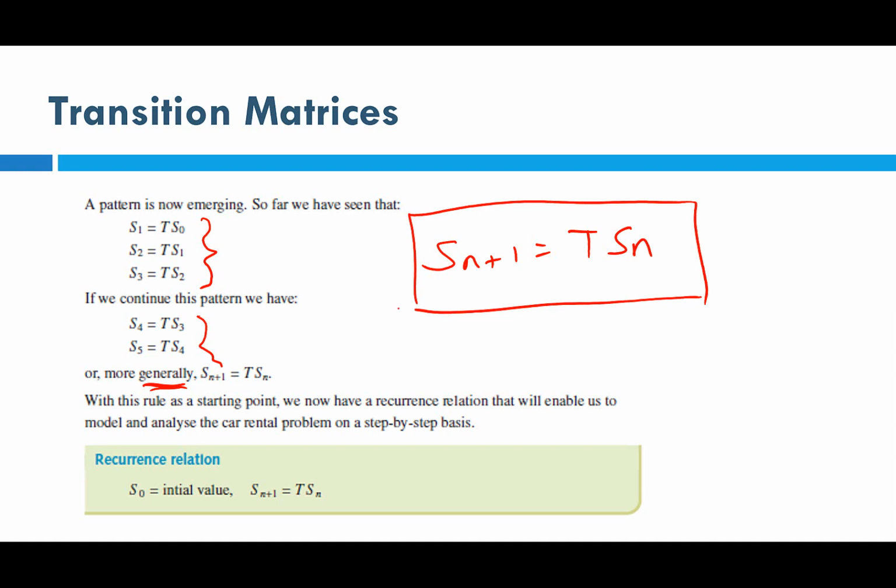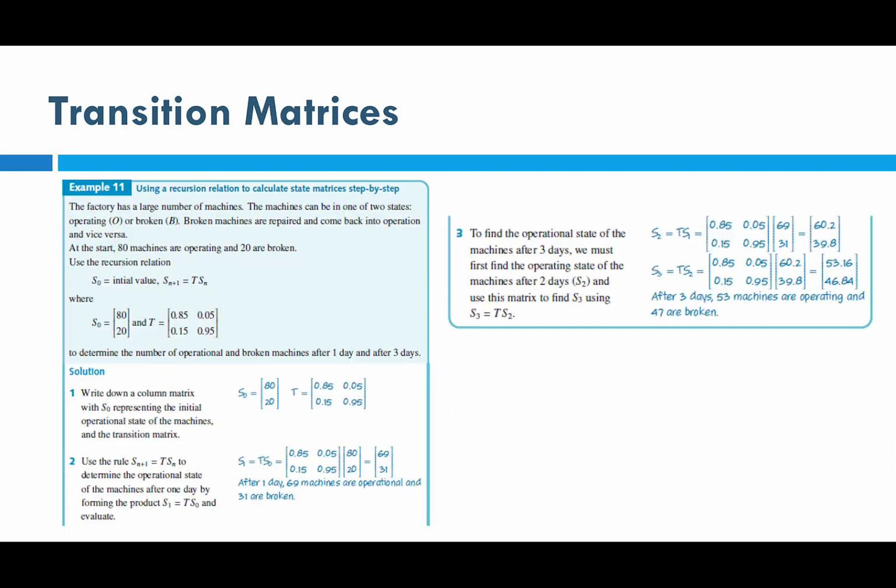So you use this rule as a starting point. That will give you a recurrence relationship, so we can model for any one that we want to do. So any number of weeks or days or whatever. And don't forget that S of 0 is our initial value.